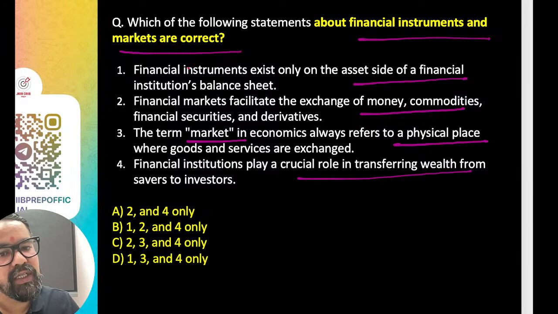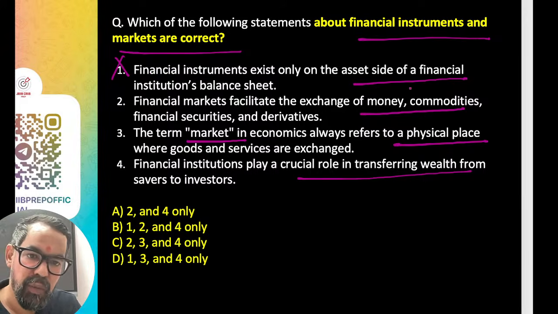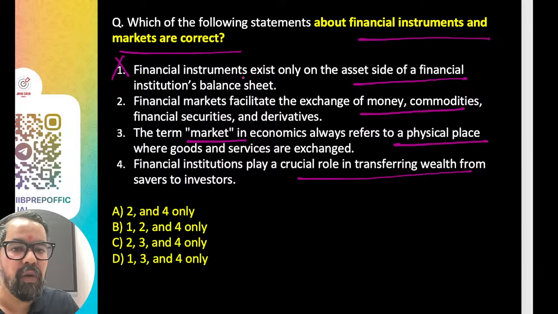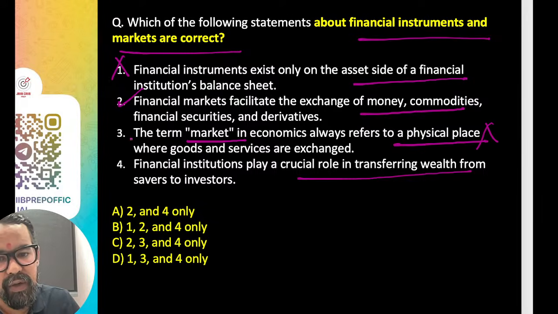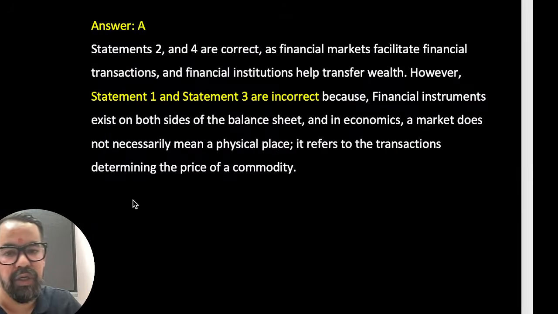Yes. So the first statement is wrong, okay, asset and liability side both. For one party an instrument can be an asset, for another party it can be a liability. Financial markets facilitate the exchange of money, commodities, financial securities, derivatives. The term market is only referred to physical? No, nowadays we have trading-based markets also. Financial institutions play a crucial role in transferring wealth from savers to investors. Yes, that is the primary role of this market. So option A only will be the right answer for this question.